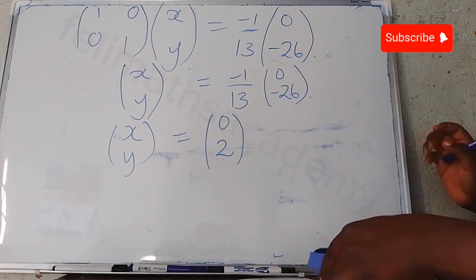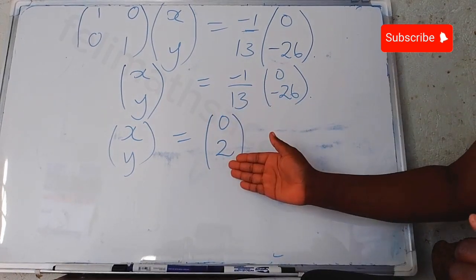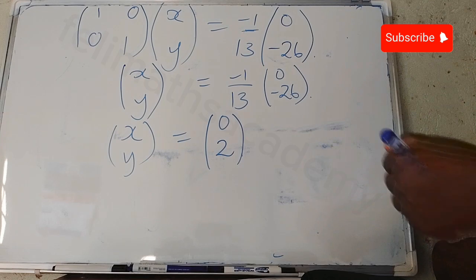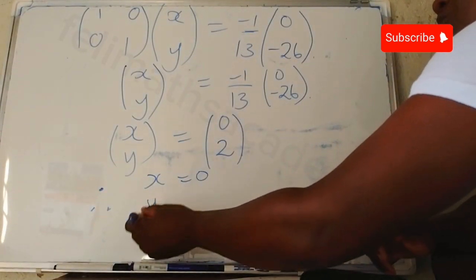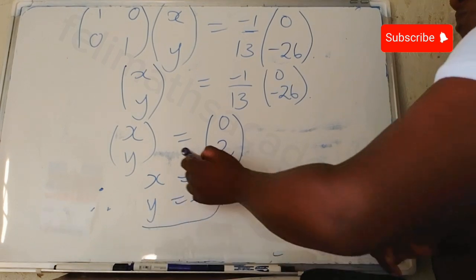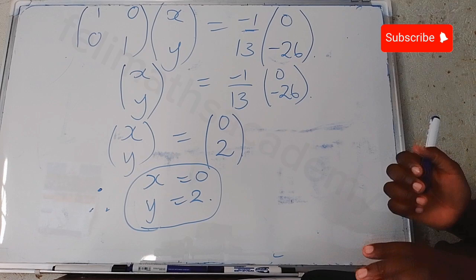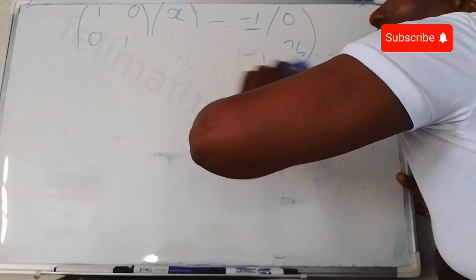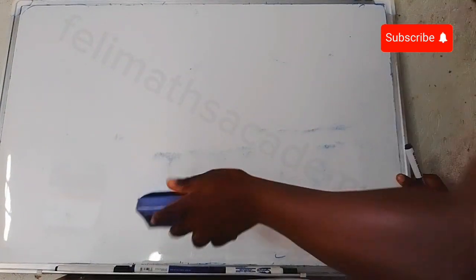Then we have our x, y being equal to 0, 2. So x is equal to 0, y is equal to 2. Therefore, x is equal to 0 and y is equal to 2. We are done with our pair of simultaneous equations. So I want you to follow the steps. First, let me have a summary of what we've done.